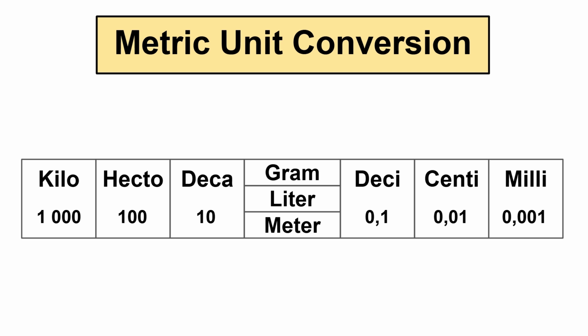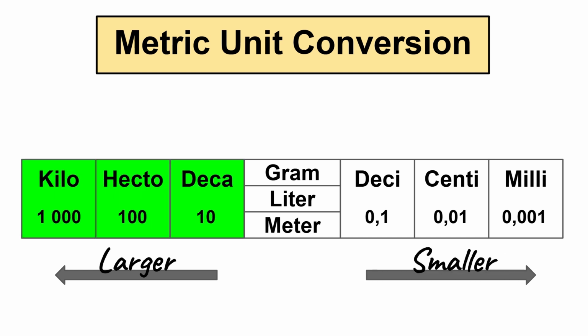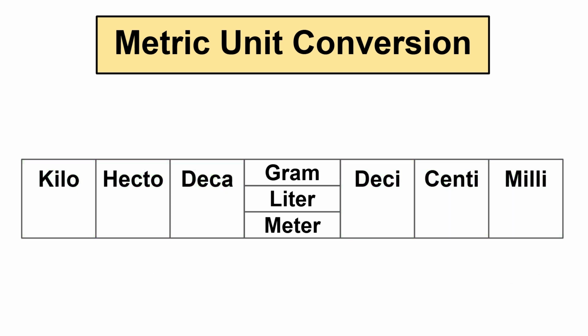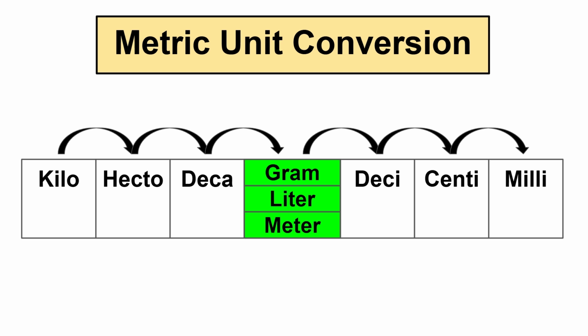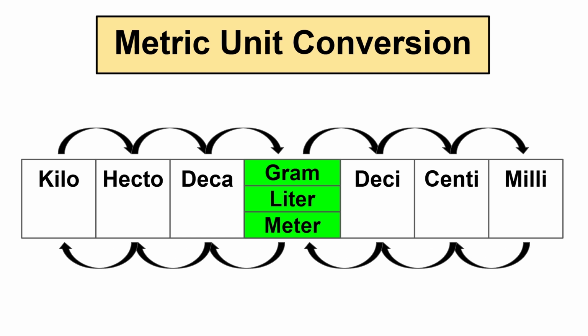So the prefixes of the metric system are placed in this order, from larger factors to smaller factors. Now, whether you're dealing with meters, liters, or grams, since each unit is 10 times larger than a unit to the right and 10 times smaller than a unit to the left, the order of the prefixes allows us to easily convert from one unit to another through multiplication or division by powers of 10.